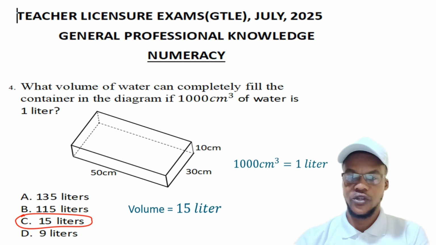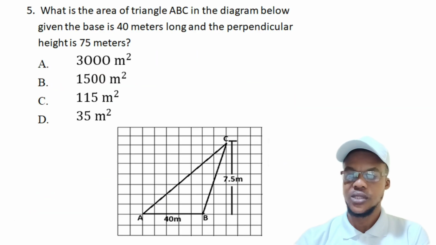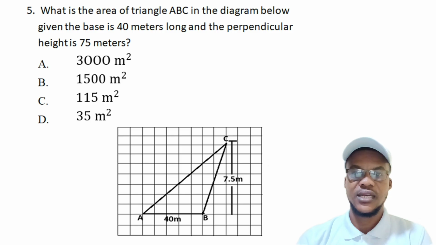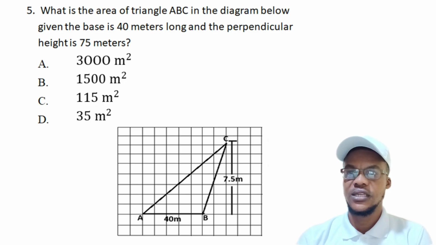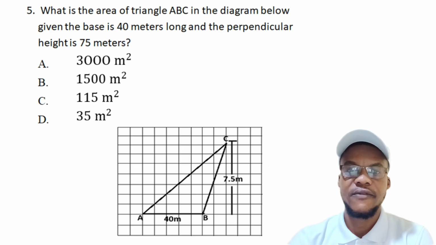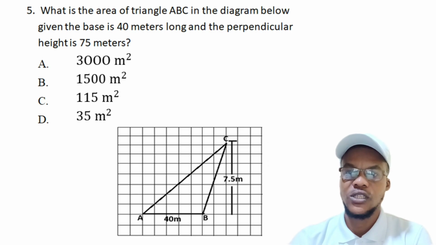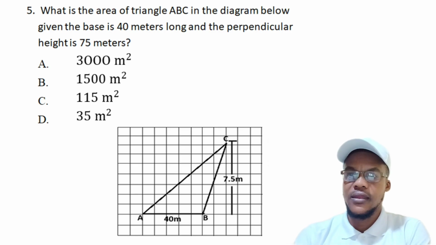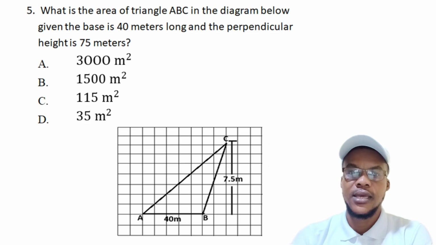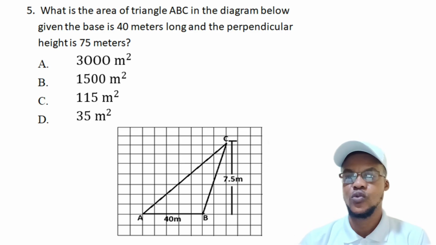So for question 5, this is what we have. We are asked: what is the area of triangle ABC in the diagram below, given the base is 40 meters long and the perpendicular height is 75 meters. As you know, this is the area of a triangle.